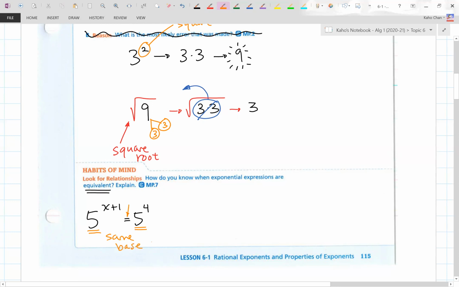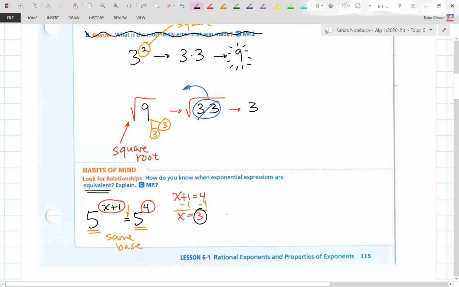Because the bases are the same, it's actually not that bad. You just focus your eye on the powers. Just solve it like a regular equation. When the bases are the same, focus on the powers. In this case, x plus 1 equals 4. Treat it like an equation, subtract 1 from both sides. X equals 3. That's your answer.